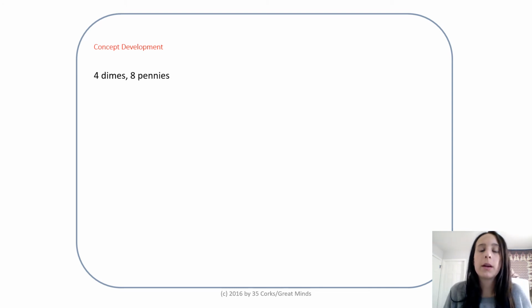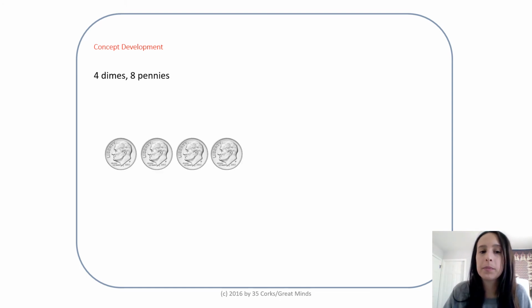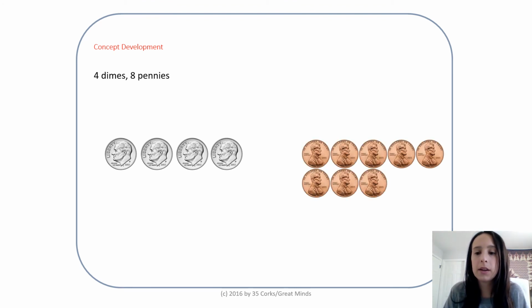We have 4 dimes, 8 pennies. I want to show how much cents that is using our coins, our place value chart, and a number sentence. So 4 dimes, 8 pennies. Well, here I have 4 dimes and 8 pennies. I'm going to make 2 place value charts. I'm going to show my dimes first.